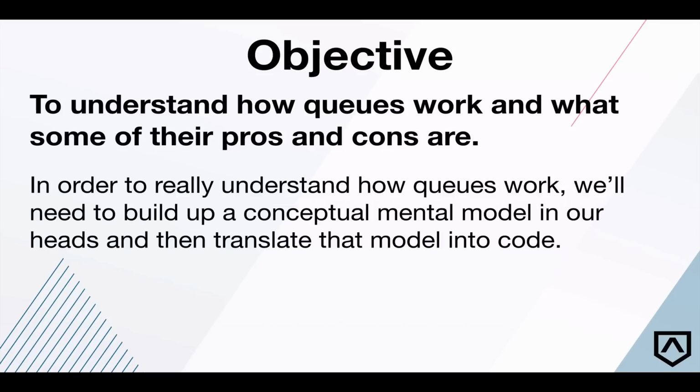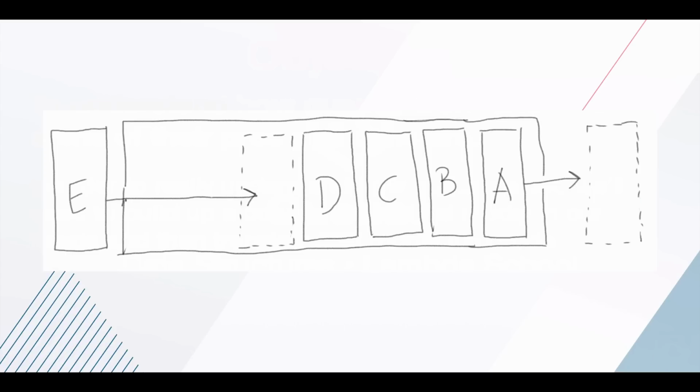The objective of this particular video, as with the others, is to understand how queues work and to start to build up a conceptual mental model in our heads, so that later on when we get to the programming part of the sprint, we'll just essentially take that mental concept that we've started to build up and translate that into code. So what exactly is a queue data structure?